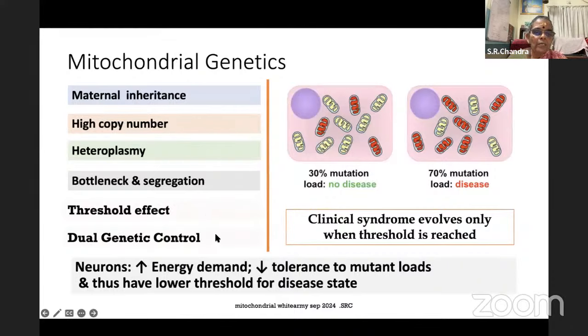And next is dual genetic control. What is that? Mitochondria contain genetic material in the cytoplasm, but this mitochondrial DNA can be controlled by the nuclear DNA. So there is a dual control. So it can be purely a mitochondrial DNA disease or a disease of the nuclear DNA's control over the mitochondrial DNA. In that situation, the inheritance need not be maternal. It will look like autosomal recessive, autosomal dominant, or X-linked, the commonest being autosomal recessive. That's nuclear coded mitochondrial DNA disorders, and purely cytoplasmic mitochondrial DNA disorders.